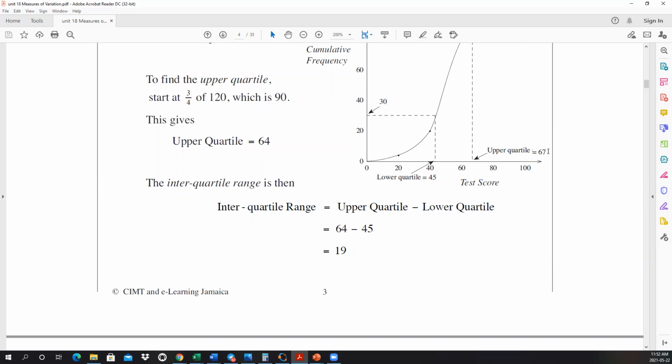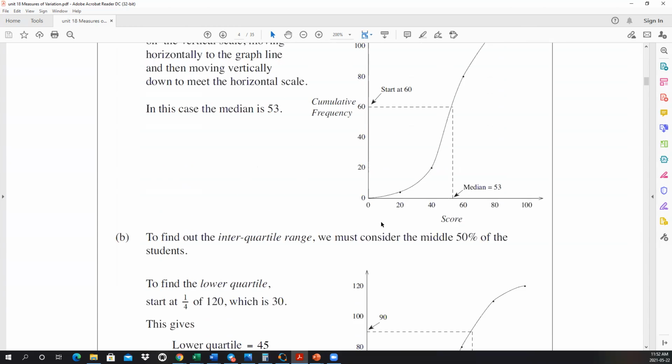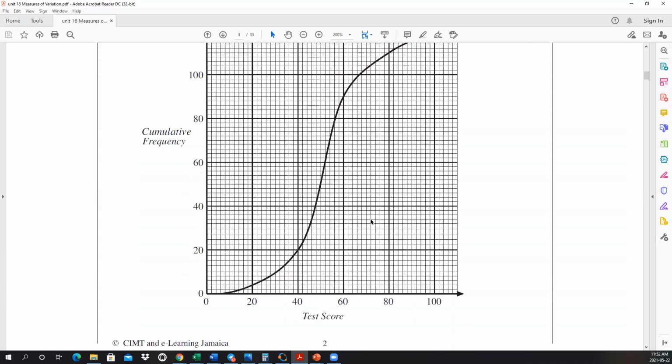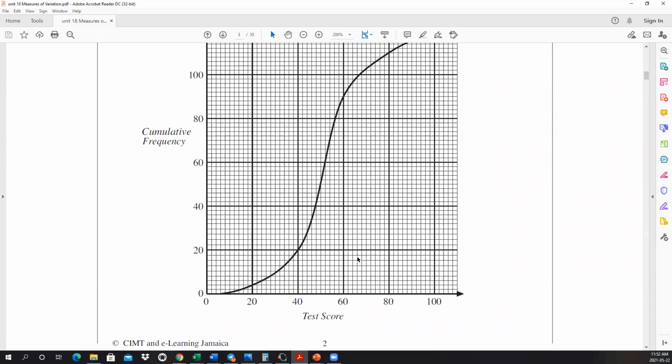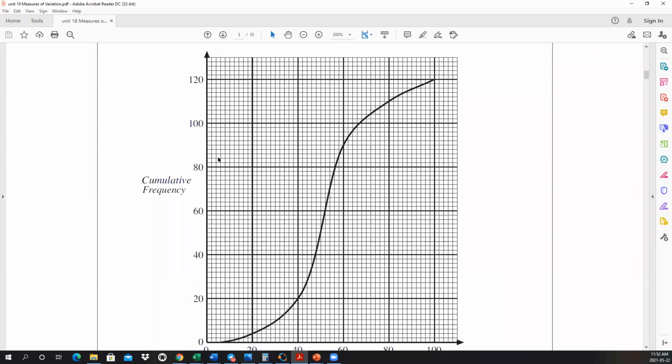So this looks like a mistake. This is supposed to be 64, so it's supposed to be 64 or 67. Let me see if I were to go up there. So let us see, if we were to take 90 and go across and then come down, we get 60. That looks like 60.